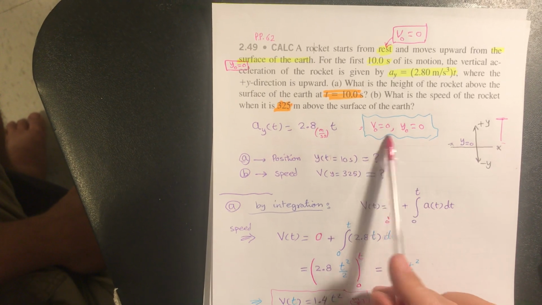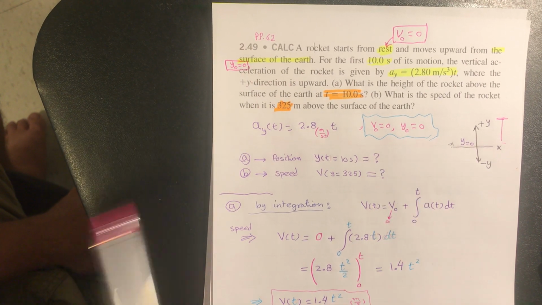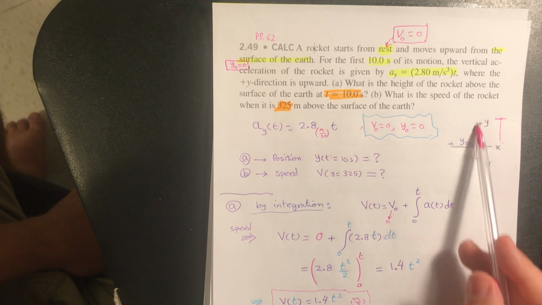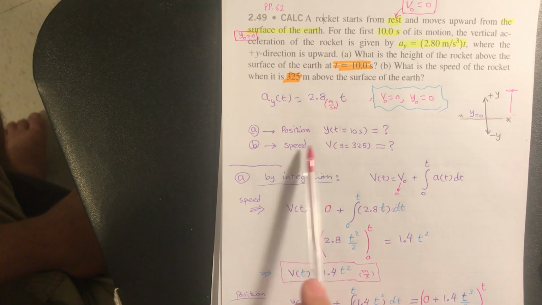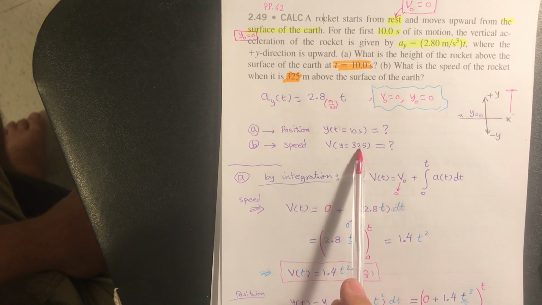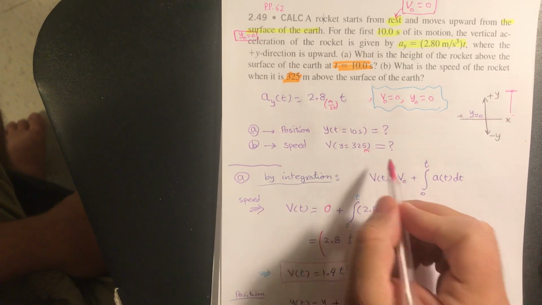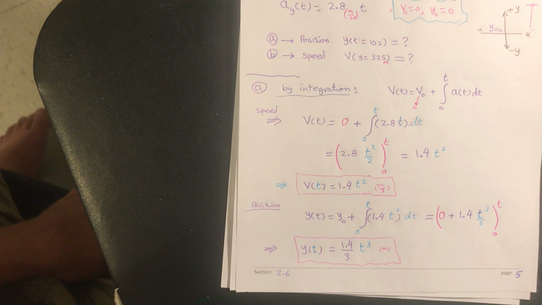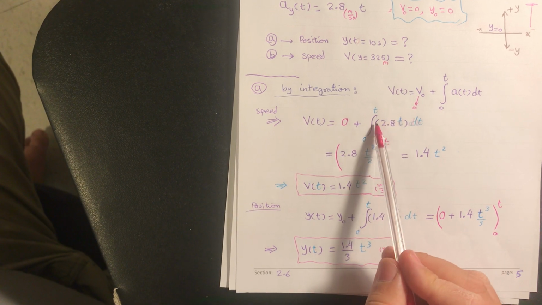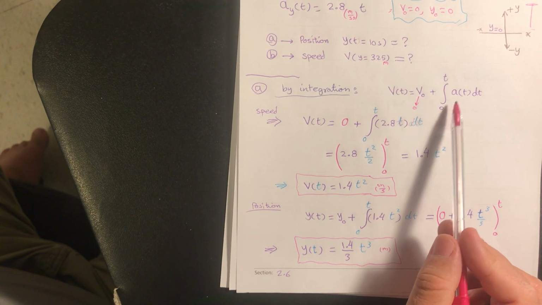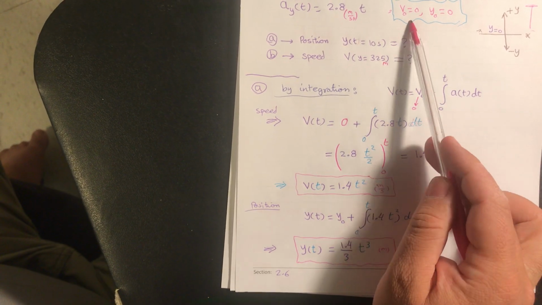And we have initial conditions: v naught is equal to 0 at t equal to 0, and y naught is also equal to 0. The position direction is upward. We need to find the position at t equal to 10 seconds and the speed at y equal to 325 meters upward. By integration, we need to use integration. V of t is equal to v naught plus the integration of the acceleration with respect to t. V naught we know is 0, as given.